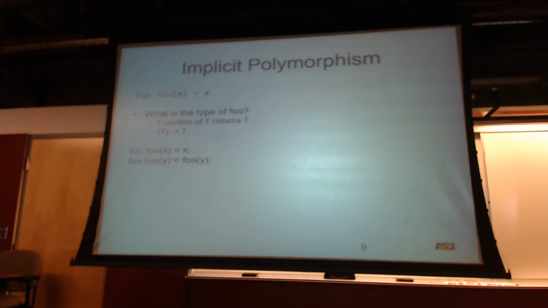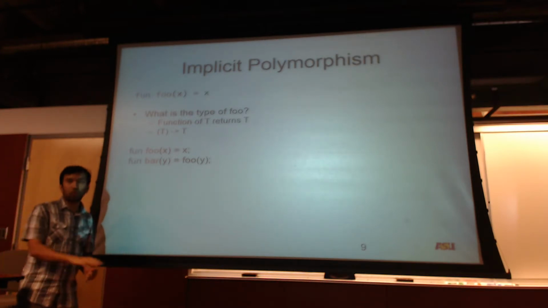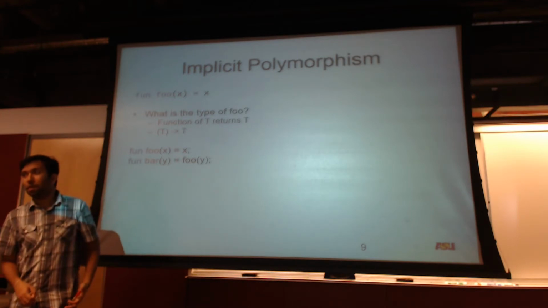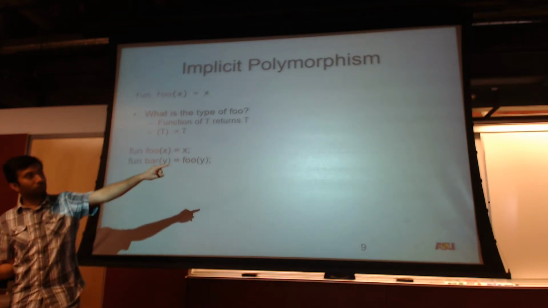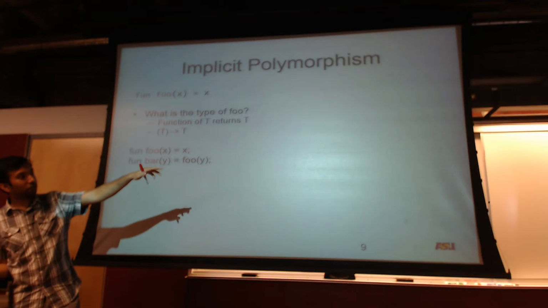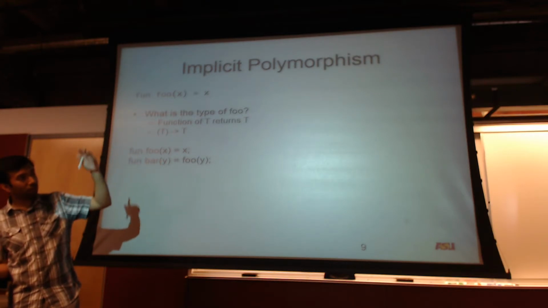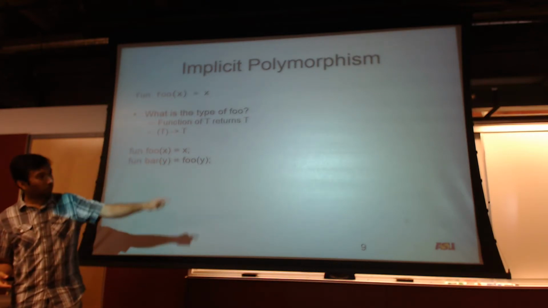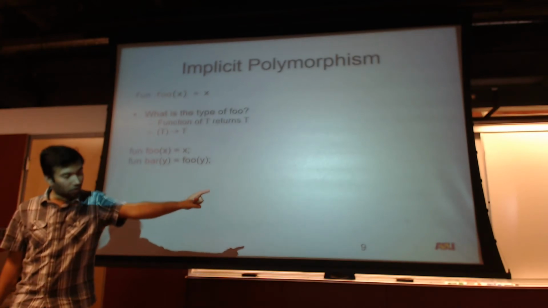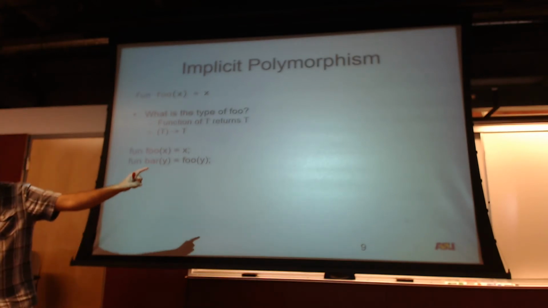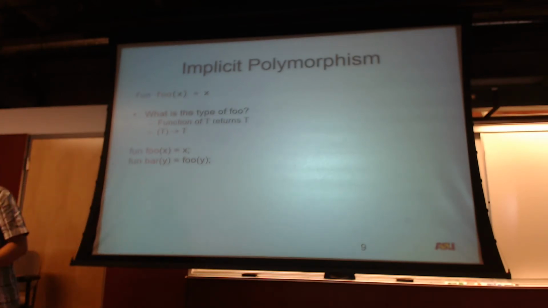Now if we have these two, function foo x equals x, and then we have another function bar y equals foo y. We know the type of foo x. Type of foo x is what? Function of t returns t. From the definition here of bar, can we identify what is the type of bar? What is the most generic type that we can give to bar?